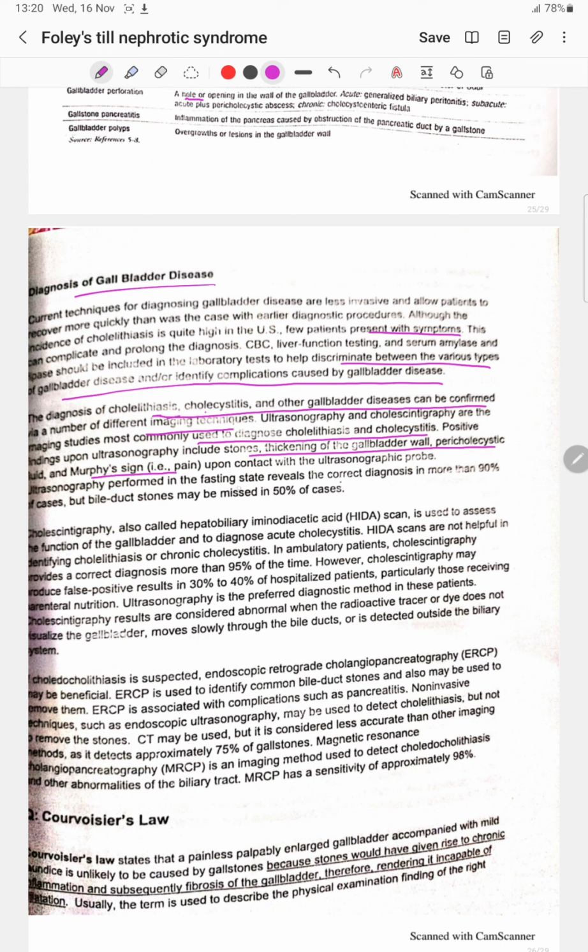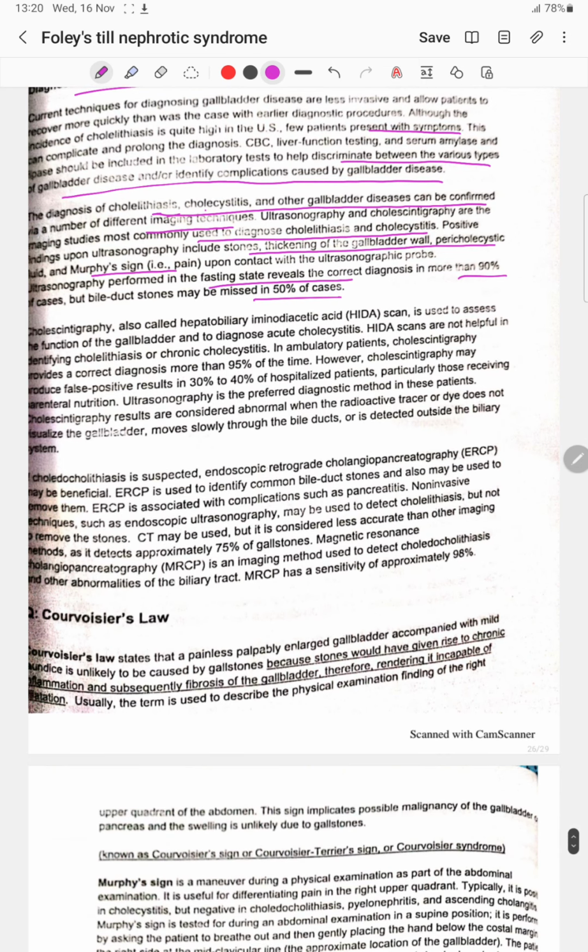Ultrasonography performed in the fasting state reveals the correct diagnosis in more than 90% of the cases, but it may miss bile duct stones in 50% of the cases. Cholescintigraphy, also known as a hepatobiliary iminodiacetic acid scan, is used to assess the function of the gallbladder and diagnose acute cholecystitis. HIDA scan is not helpful in identifying cholelithiasis or chronic cholecystitis.